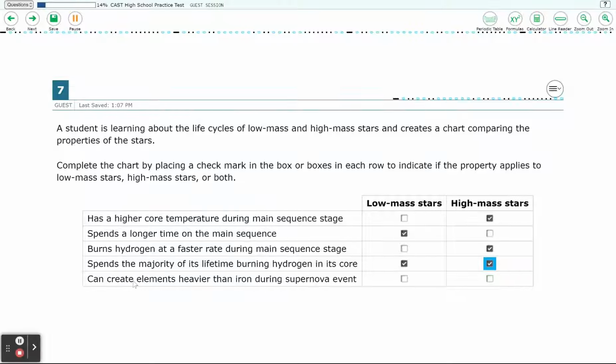So the majority of their life is burning hydrogen in their core. Then our final one, can create elements heavier than iron during a supernova event. Small mass stars don't have enough energy to undergo a supernova event. So they cannot make something bigger than iron. It must be a high mass star in order to go through the supernova event, which then results in a neutron star or a black hole.